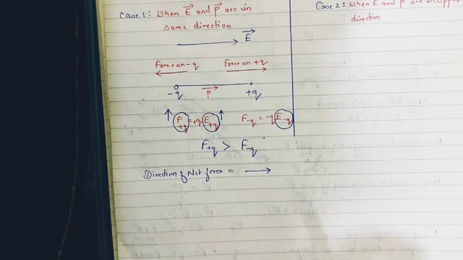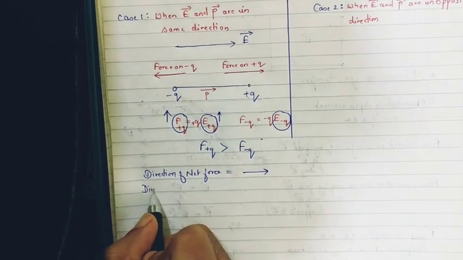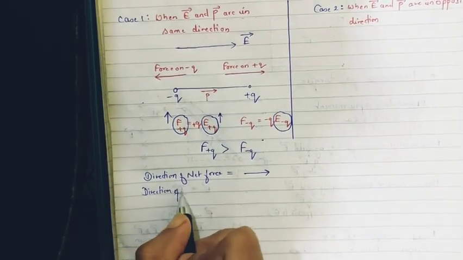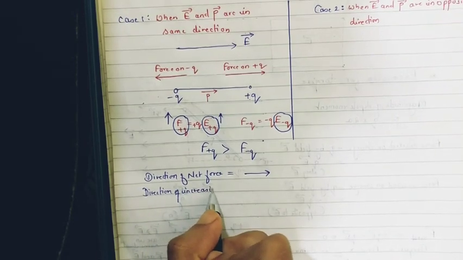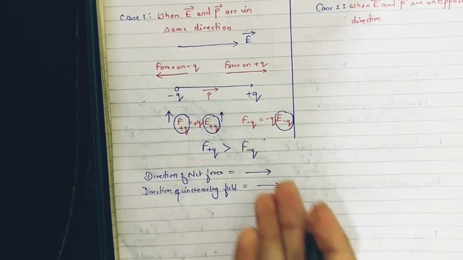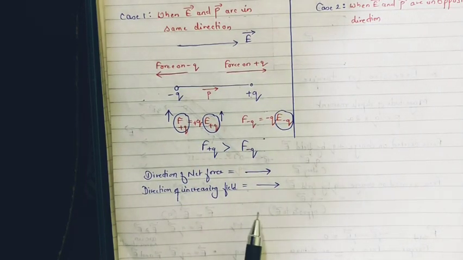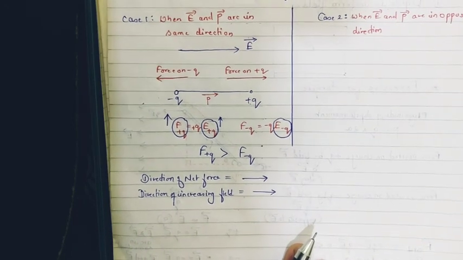And the direction of increasing field we already know. I'll just write it for reference here, direction of increasing field. It's going to be again the same. So what you see over here is that the direction of the net force and the direction of the increasing field are the same. They are in the same direction.